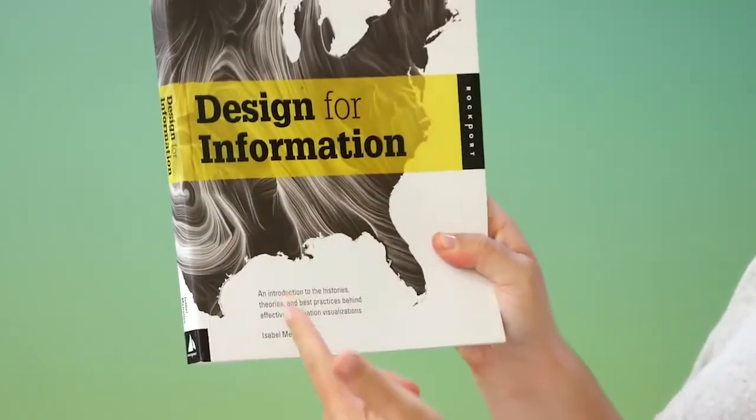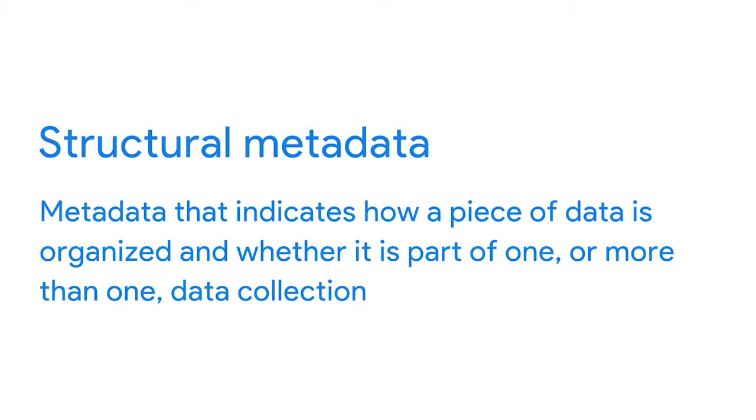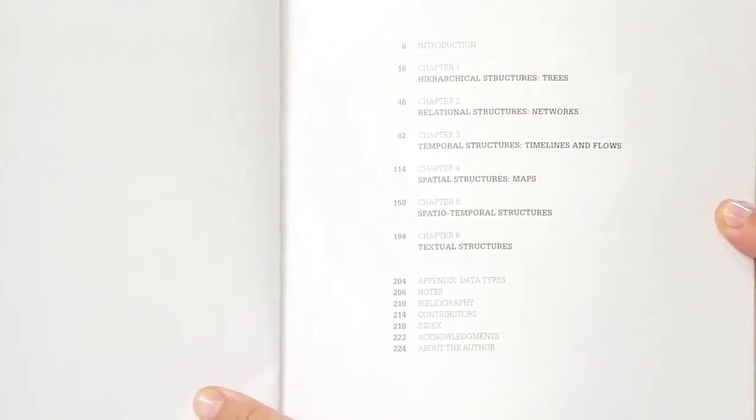It would also include the book's author and title. Next is structural metadata, which is metadata that indicates how a piece of data is organized and whether it's part of one or more than one data collection. Let's head back to the library. An example of structural data would be how the pages of a book are put together to create different chapters.